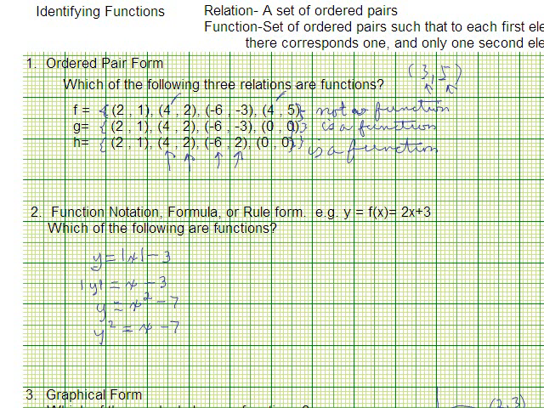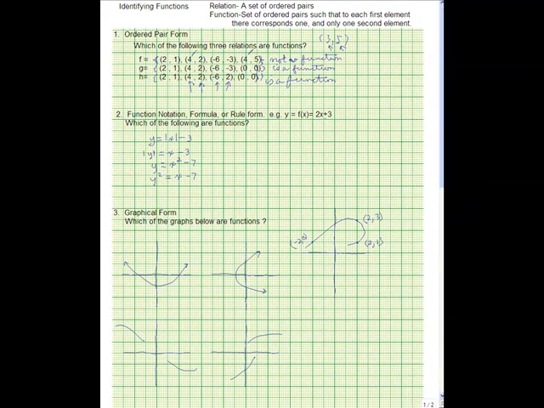Now let's go to the second form that you might find a function in. You might find a function in its formula or rule form, such as y equals f of x equals 2x plus 3. And this is called the function form or the formula form of a function.